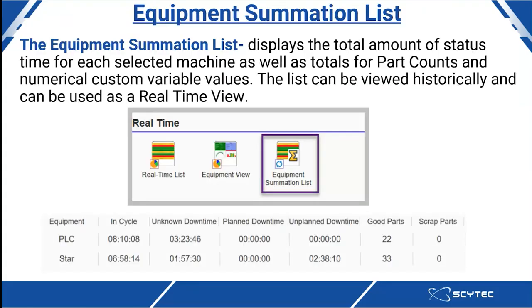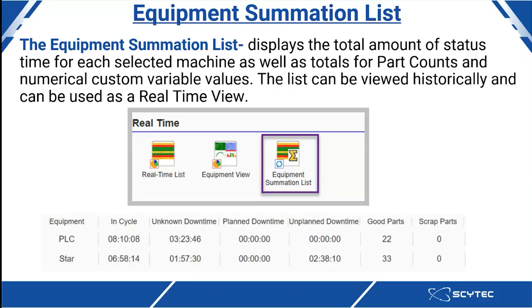One of the other additions from this end of March, beginning of April Data Exchange release is a new real-time view with the equipment summation list. The equipment summation list displays the total amount of status time for each selected machine, as well as totals for part counts and numerical custom variable values. The list can be viewed historically and can also be used as a real-time view.